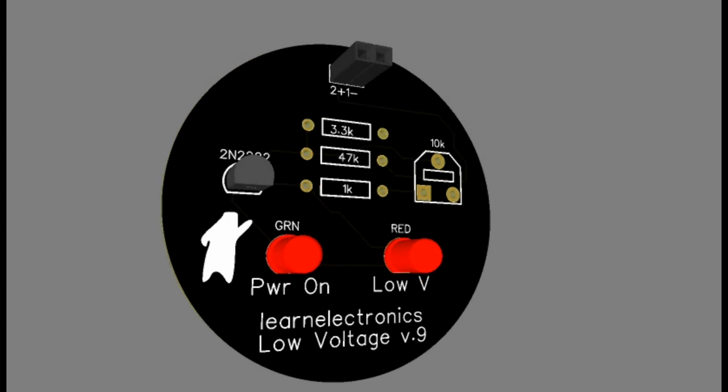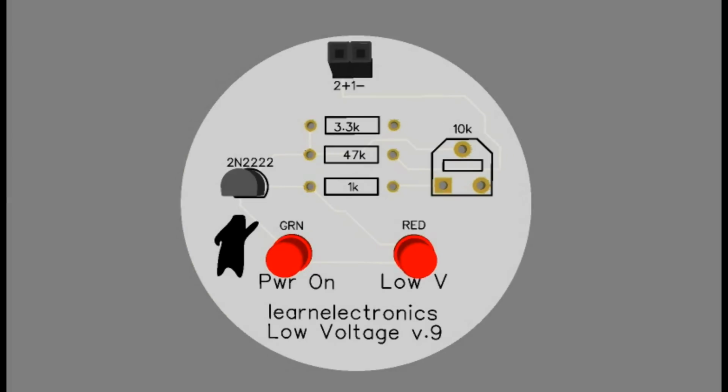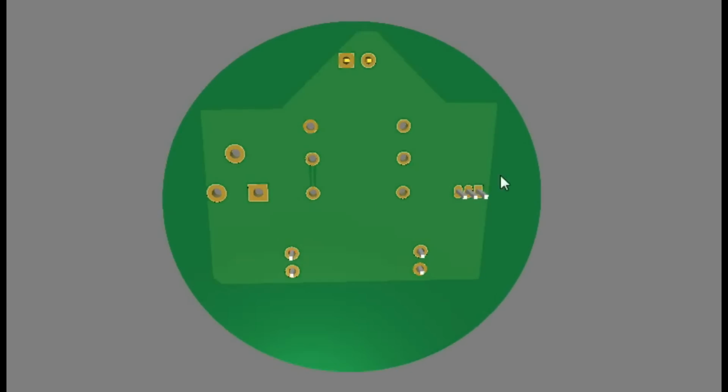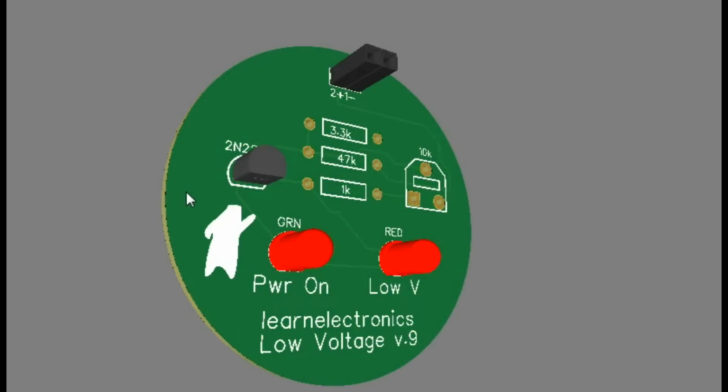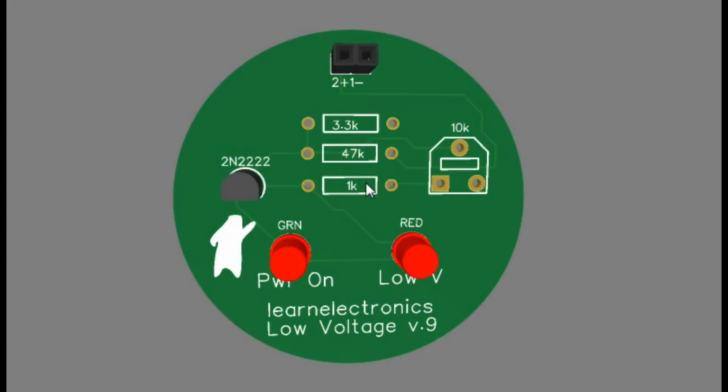If I change the board color, you'll be able to see the traces better. There we go. So you can see the positives coming down here, one through that and there, everywhere. So you get an idea what it looks like. So, board's drawn up, Gerber's made, let's order it.